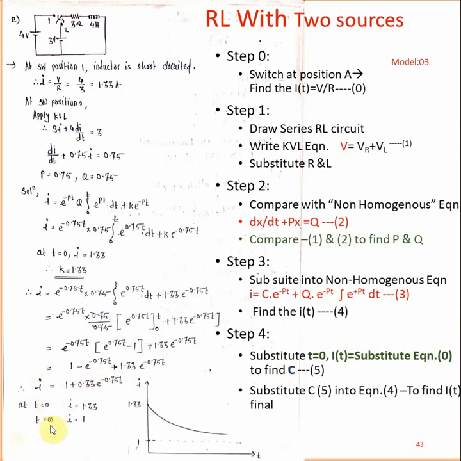So once you get these two values, t is equal to 0 gives 1.33, and t is equal to infinity gives I equal to 1. So your curve has this type of shape. Okay, this is about the RL method of the problem.